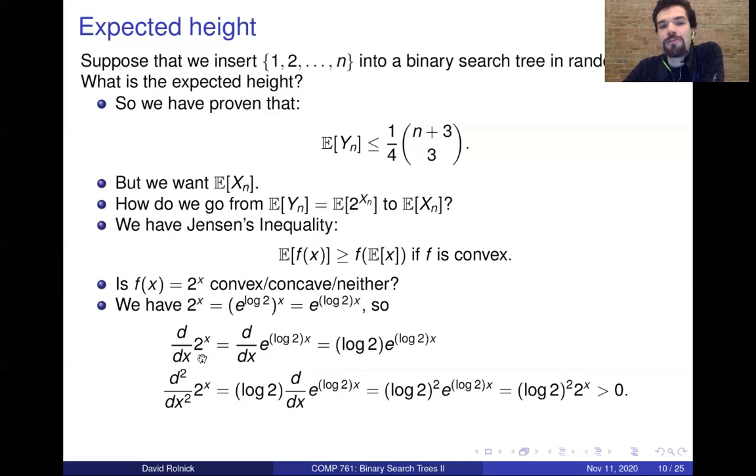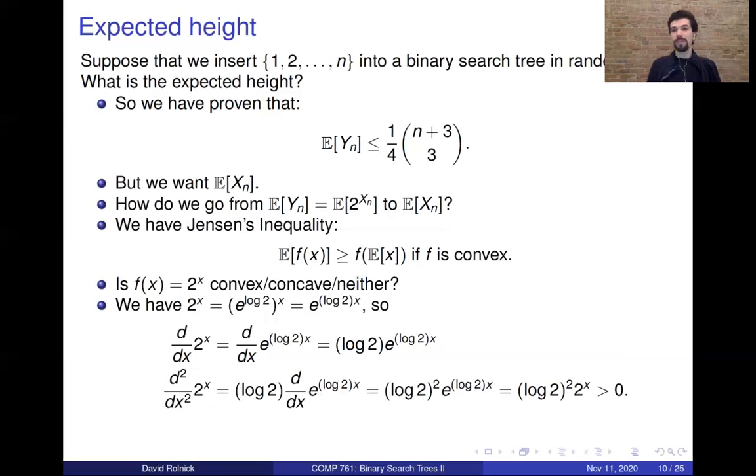But that means that the derivative of 2 to the x is just the derivative of e to the log 2 times x, which, by the chain rule, is equal to log 2 times e to the log 2x. Now what do you get when you take the second derivative? We just pull out another log 2, and we get log 2 squared times e to the log 2x, or log 2 squared times 2 to the x.